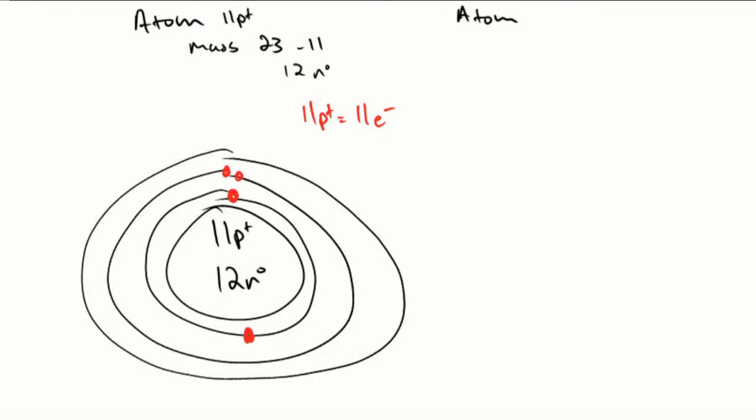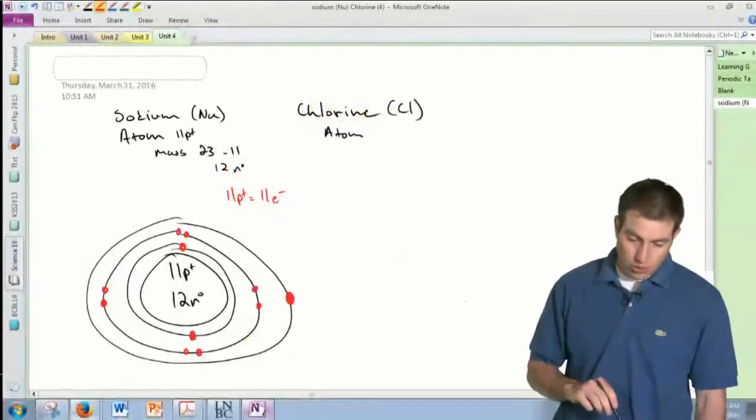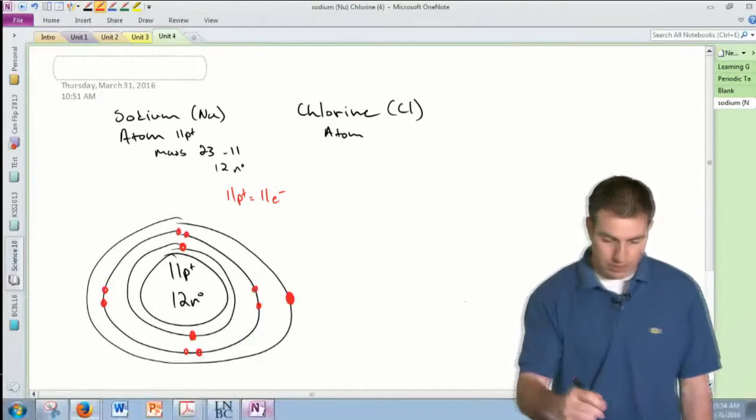Second shell, I have 1, 2, 3, 4, 5, 6, 7, 8. So that takes me up to 10 electrons. And I'm going to draw one more, and I'm going to put it over on this right side because I'm going to draw chlorine over here in a second. And I want them to be close together. All right, so there's sodium. Let's do the same thing with chlorine.